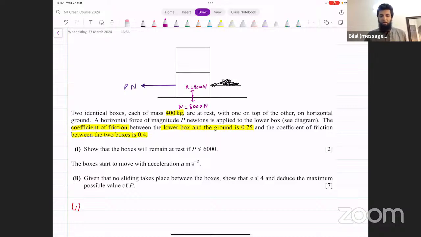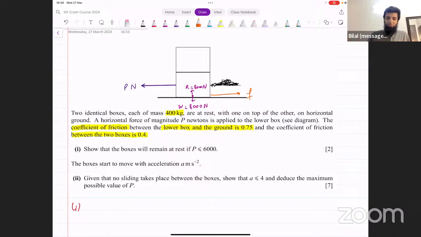What other forces do we have? If there's P Newton force acting towards the left side, that means this force is trying to make the object move towards the left side. There's going to be friction acting opposite to that to try to stop it from moving. So there's friction acting towards the right in this case. These are all the forces that are acting on the lower box. Okay.